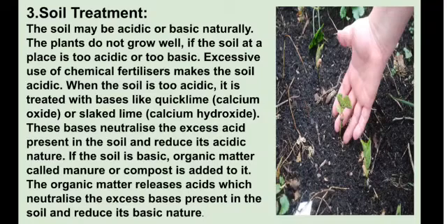If the soil is basic, organic matter called manure or compost is added to it. The organic matter releases acids which neutralize the excess bases present in the soil and reduce its basic nature. So with the help of quicklime and slaked lime, we can treat the acidic nature of soil, and with the help of organic manure which we get from fruits and vegetables, we can treat the basic nature of the soil. So by this we can get healthy soil which is good for the plant, right?